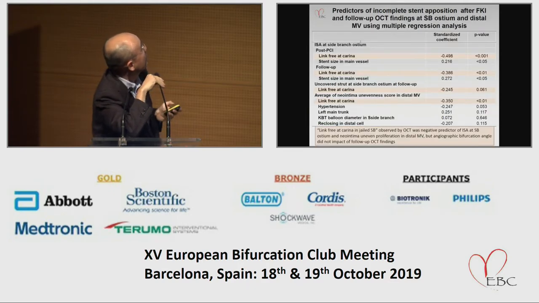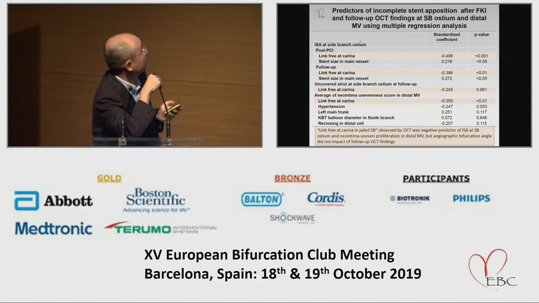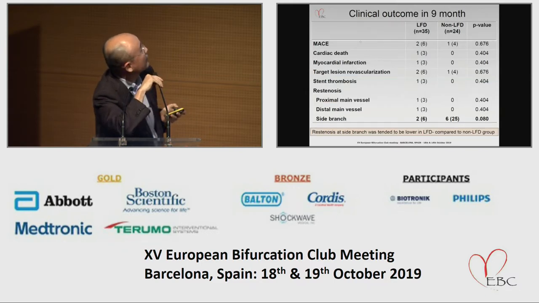When we performed the multiple regression analysis to determine the predictor of incomplete stent apposition after kissing and follow-up OCT findings at the side branch ostium and distal main vessel, only link-free at carina was associated with a lower rate of the OCT finding. However, the bifurcation angle was not a predictor of the OCT finding. The clinical outcome at 9 months is no different between the two groups, but the rate of restenosis is a little bit higher in the non-LFD group.